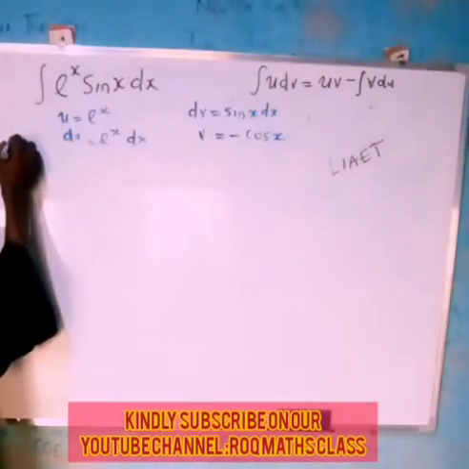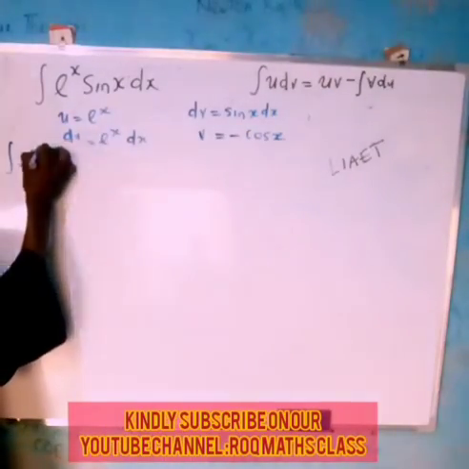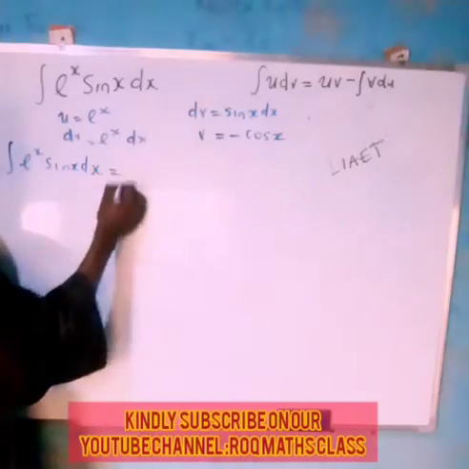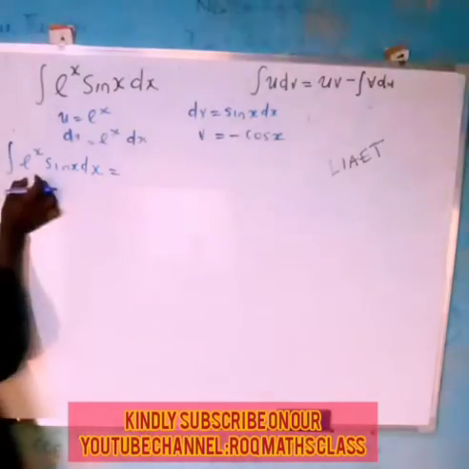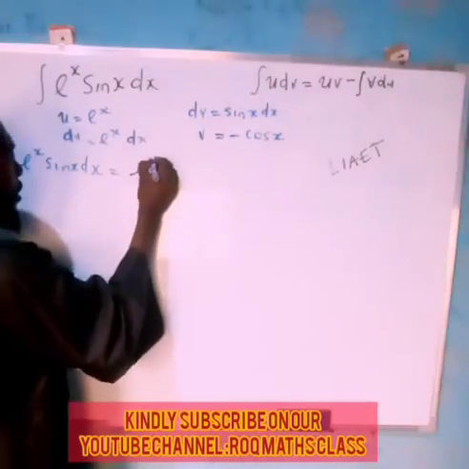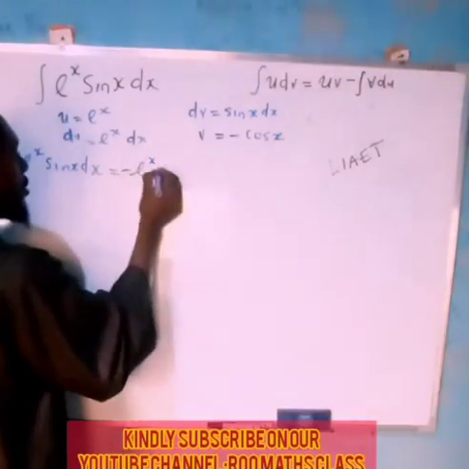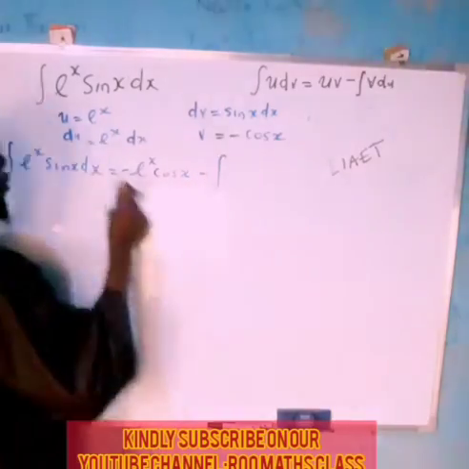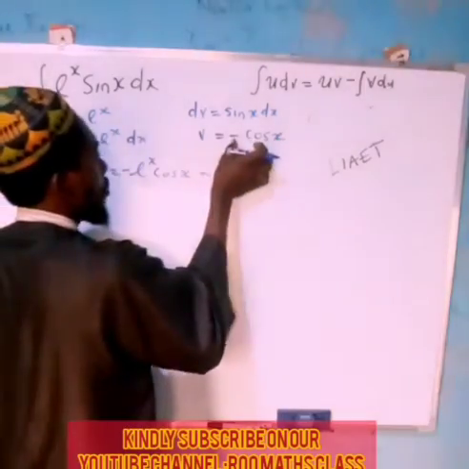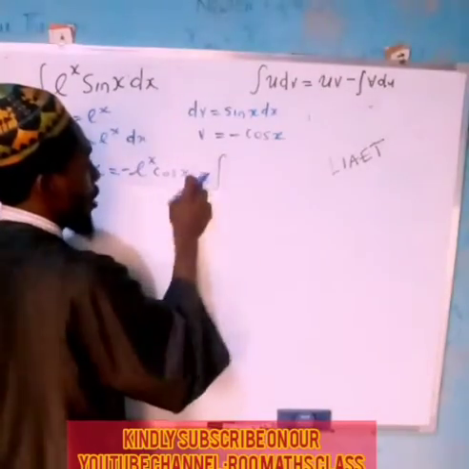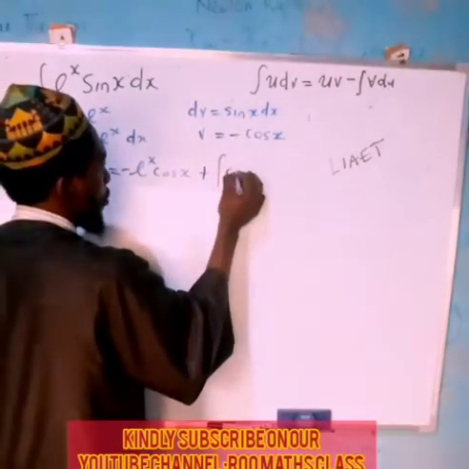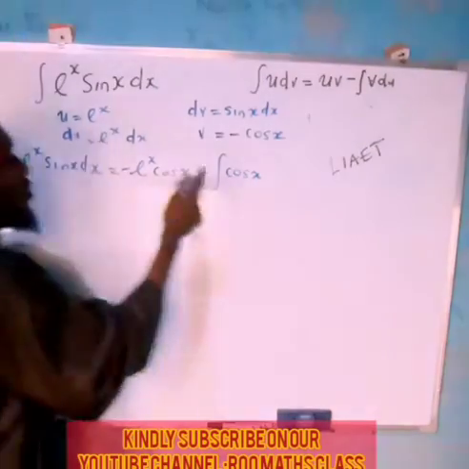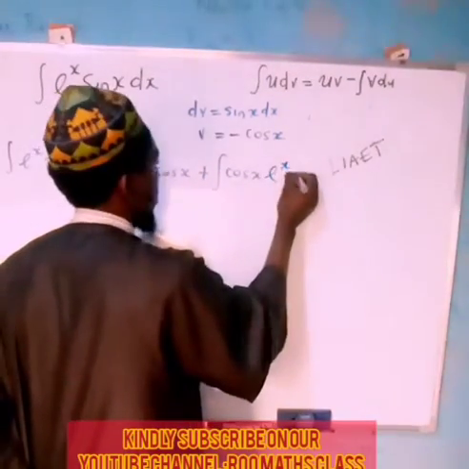Let's take all this into our formula. What is our question? Our question is the integral of e^x sin x dx, equal to what? Our u is e^x, our v is minus cos x, minus the integral of v du. Our v is minus cos x. By taking your minus outside, you have plus cos x, and our du is e^x dx.